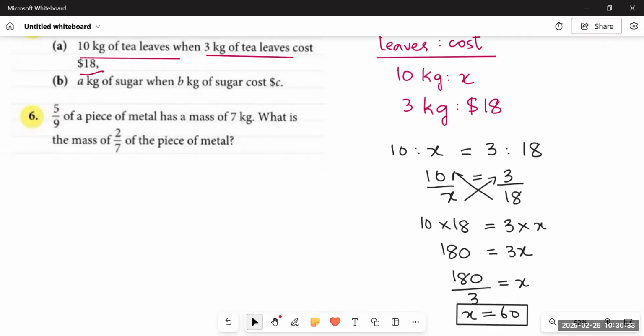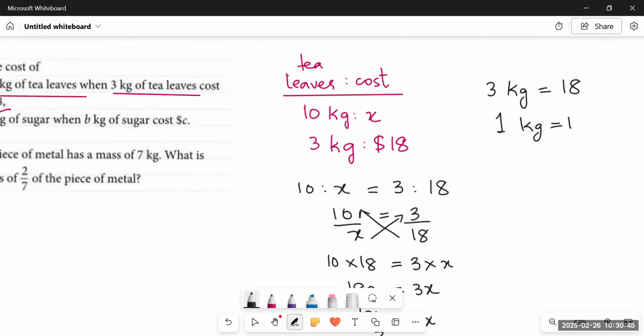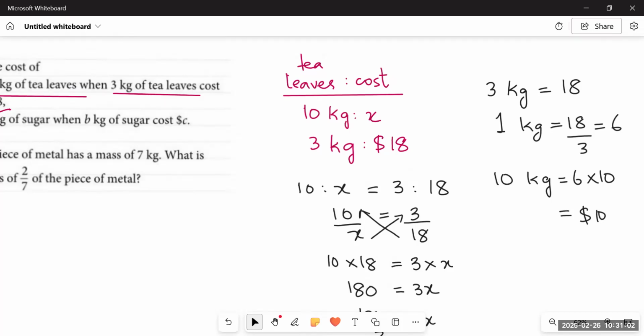Or you can use the unitary method over here, as we are provided with the cost of 3 kg of leaves. If 3 kg cost $18, it means 1 kg costs 18 upon 3, which is $6. After getting the cost of 1 kg, we can easily calculate the cost of 10 kg, which would be 6 multiplied by 10, which is equal to $60. Hence, the answer to this part is correct.